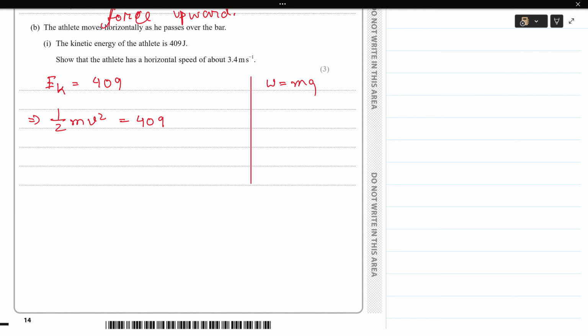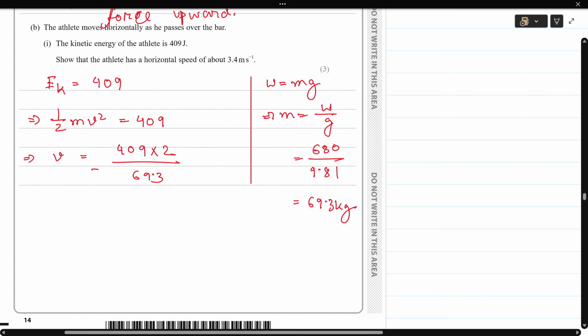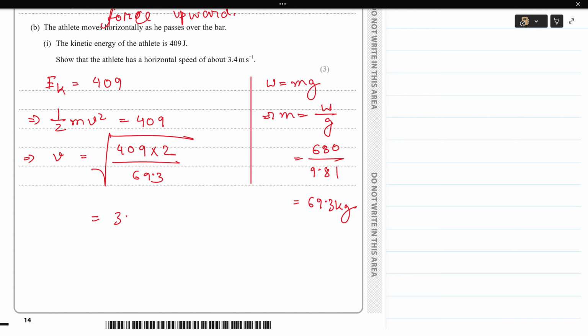Weight is equal to mg, so m is equal to weight divided by g. 680 divided by 9.81 should give us 69.3 kilograms. So over here, v squared is equal to 409 times 2 divided by the mass, and if we remove the square it becomes a square root, which gives us approximately 3.436 meters per second.